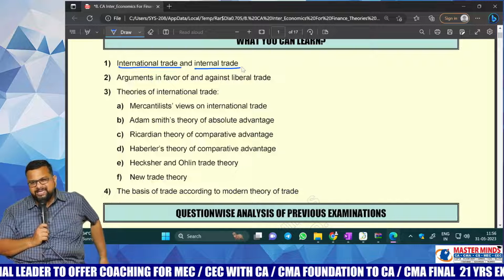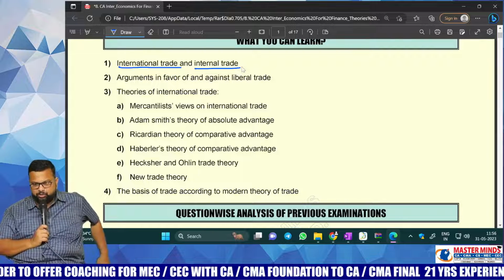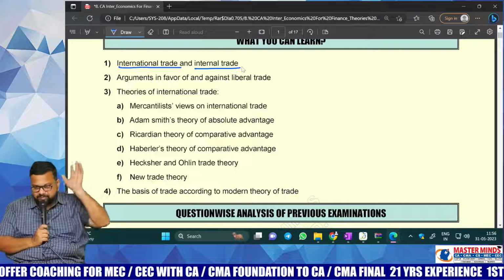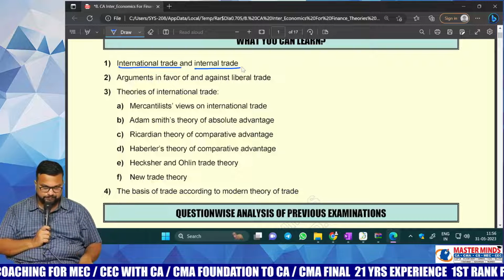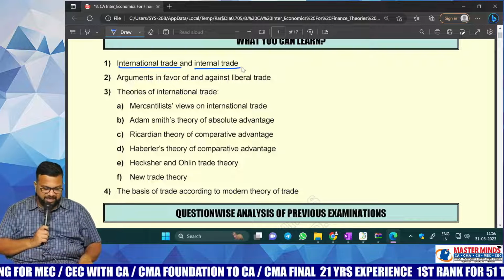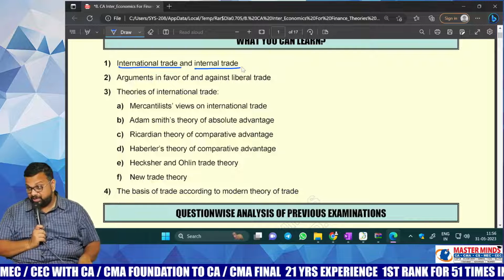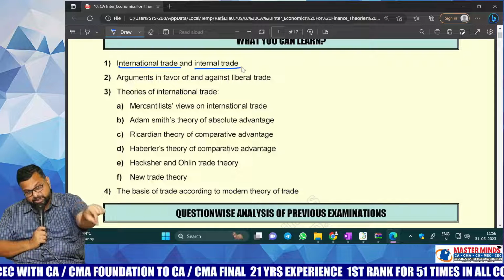So when there was internal trade or domestic trade, why there was a need for international trade? That is the first thing that we need to understand.